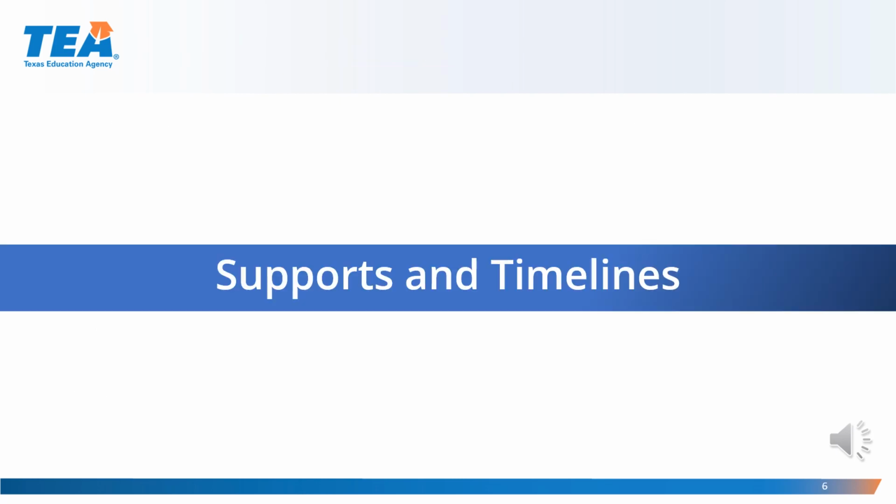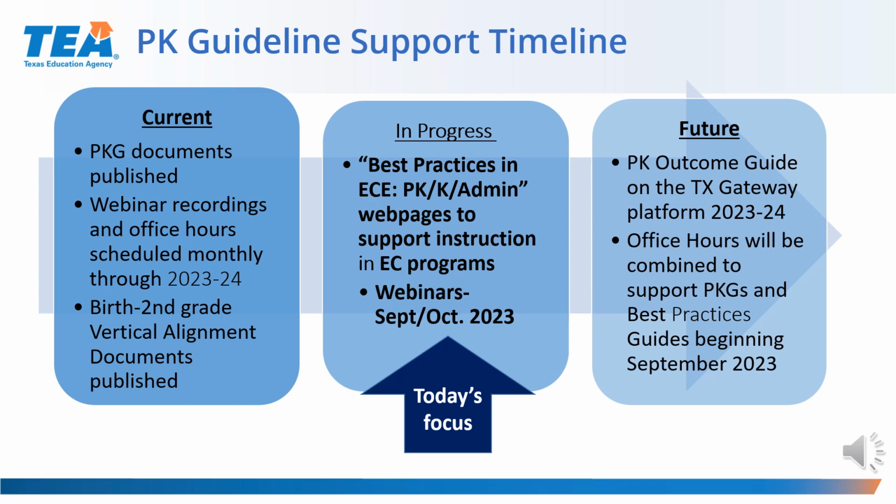Supports and timelines. We currently have all pre-kindergarten guideline documents published on our webpage. These include webinar recordings as well as office hour dates that will be scheduled monthly throughout the 23-24 school year. In addition, we have our birth through second grade vertical alignment documents available in all domains within the Educator Resources webpage. Our work currently in progress includes the best practices in early childhood education pre-K, kindergarten, and administrator guides. These include the web pages to support instruction in early childhood programs. You are here attending the second webinar in a two-part series for pre-kindergarten educators. Webinars and office hours will continue to be held with these topics throughout fall 2023.